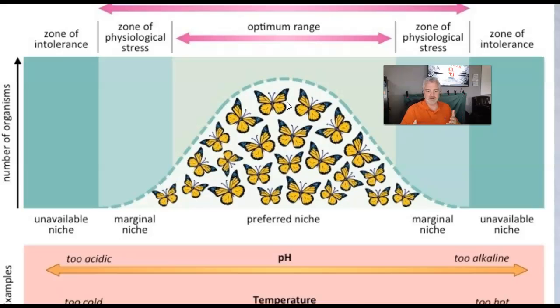So some examples here, we might think about the soil pH. If a soil is too acidic or too alkaline, some organisms won't like it, so they like that normal, middle of the road pH. Same way with water too. You could look at the pH of water. Temperature.